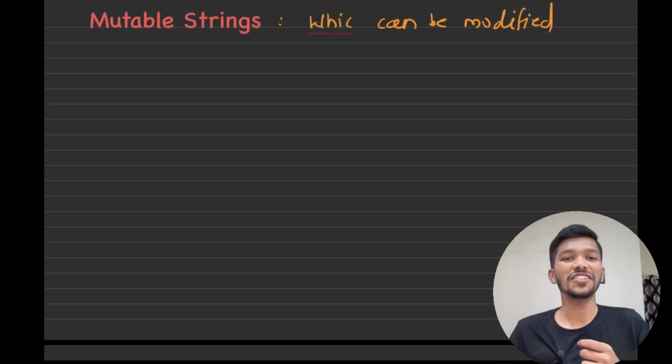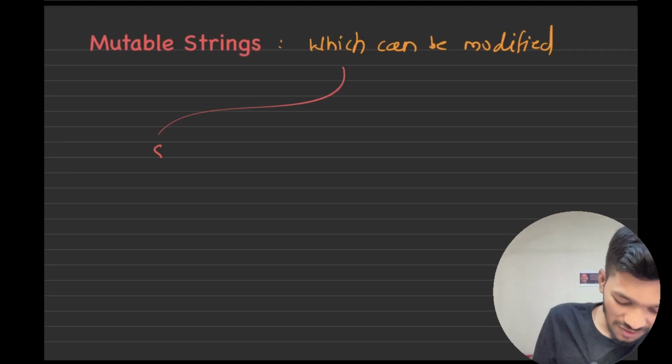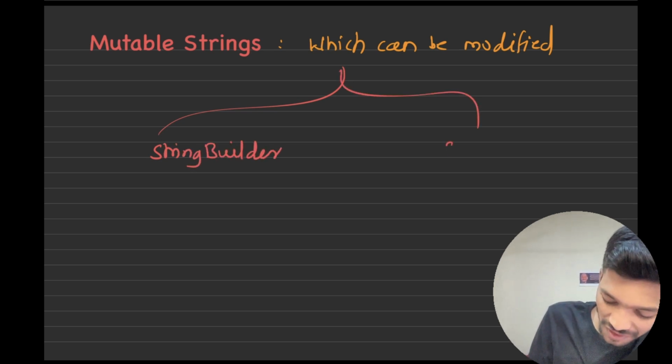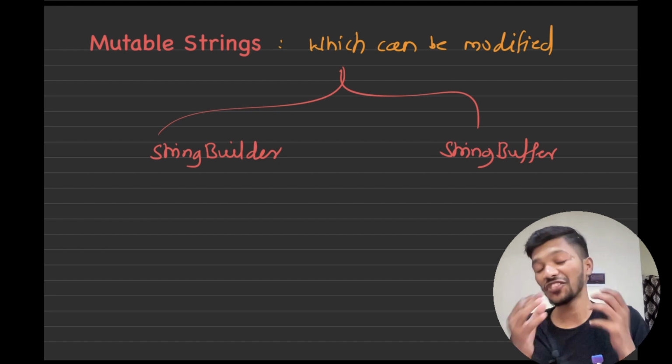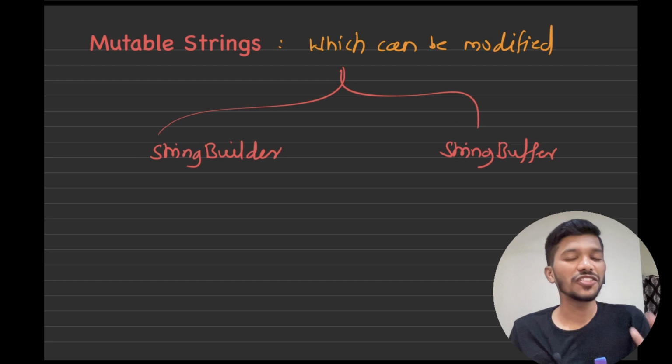Now in order to make changes in the string, we have two different types of data type, which we call first the StringBuilder, and second the StringBuffer. So using those two things, you can make changes in your string. Now, when you use StringBuffer and StringBuilder, if you make any changes in the string, the changes are reflected in the original string.